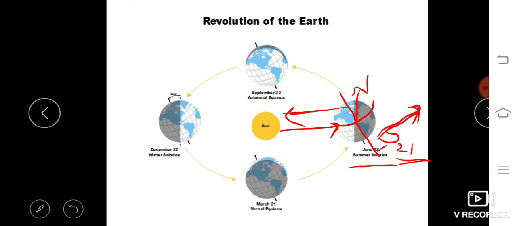On 21st June, the amount of sun rays received by the northern hemisphere is more than the southern hemisphere. That's why days are longer and nights are shorter in the northern hemisphere. Vice versa, in the southern hemisphere, days will be shorter and nights will be longer. On 21st June, in the northern hemisphere, it is the starting of summer season. It is called summer solstice.